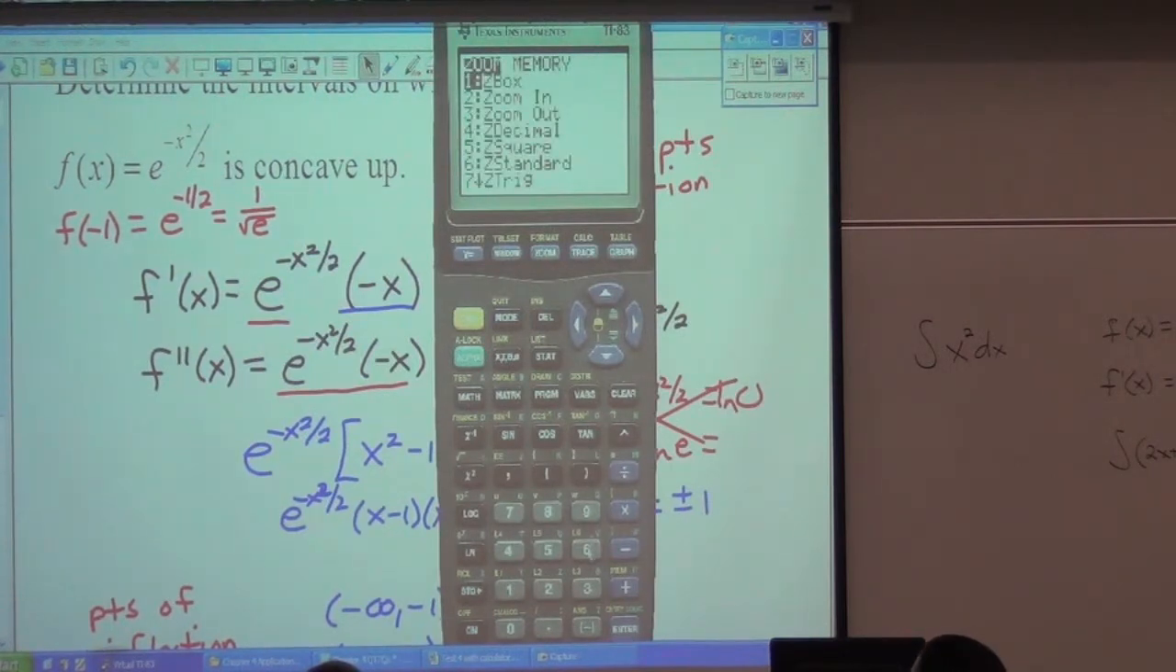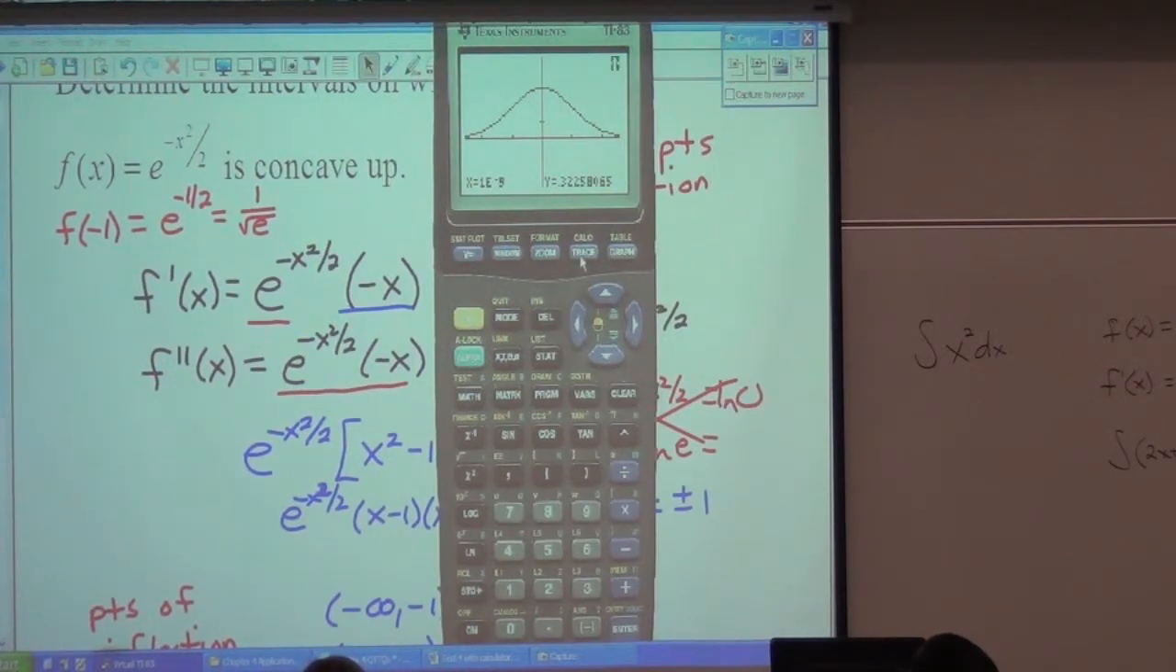I just go back to zoom 6, a standard graph. On the regular graph, it's hard to see. We can sort of see something there. If I go zoom box and just box this in, get there, hit enter to anchor it, and put a box around what I want to look at. It looks like there's a point of inflection right there. It goes from concave up to concave down. Then again, about right here, concave down, concave up.